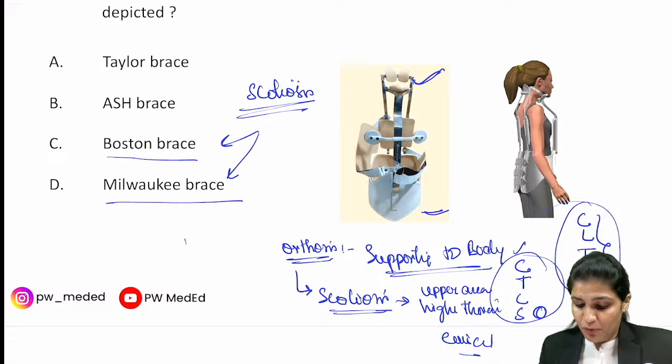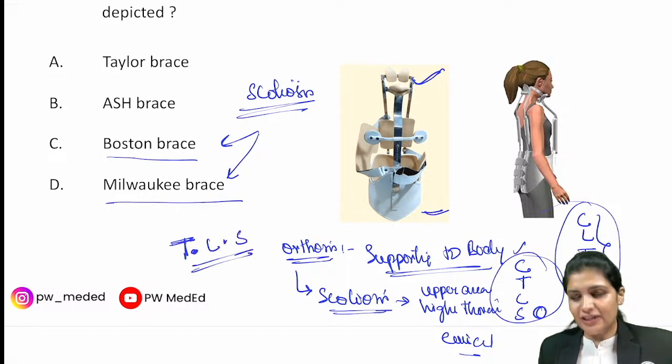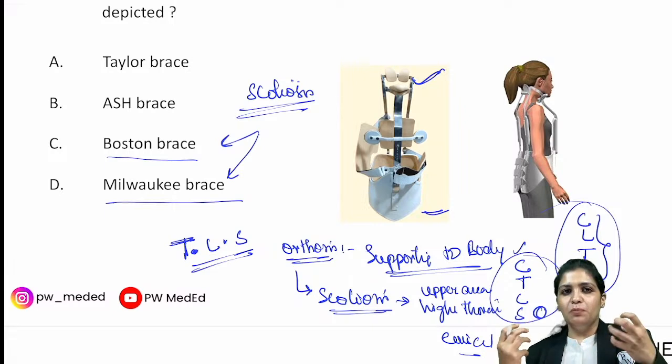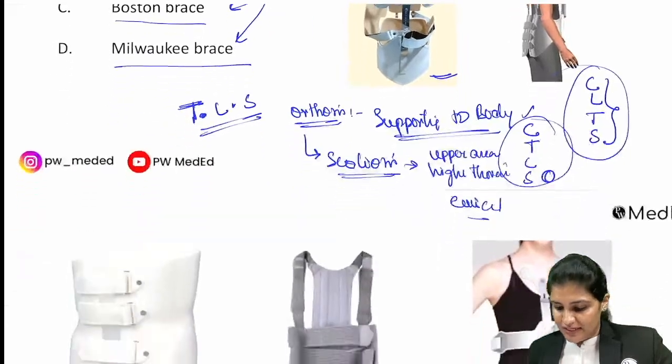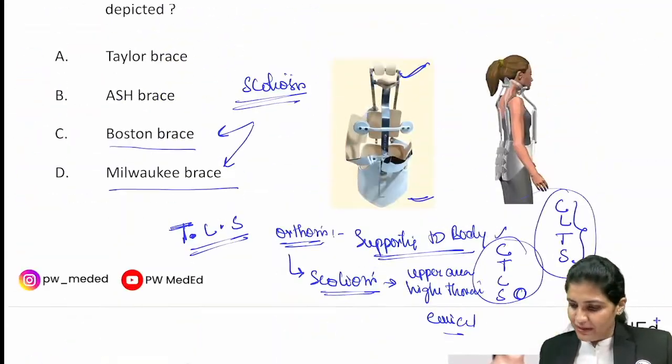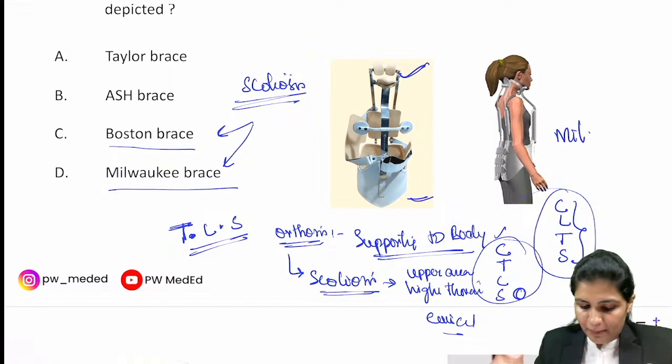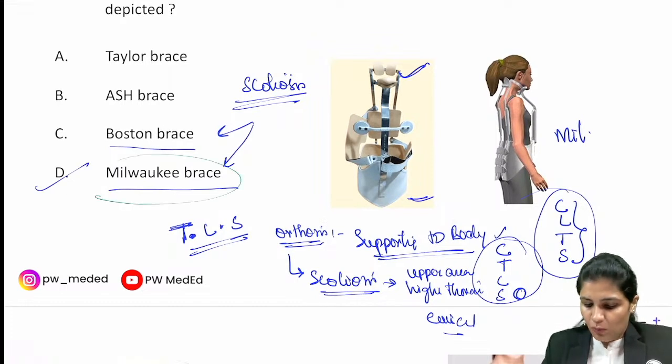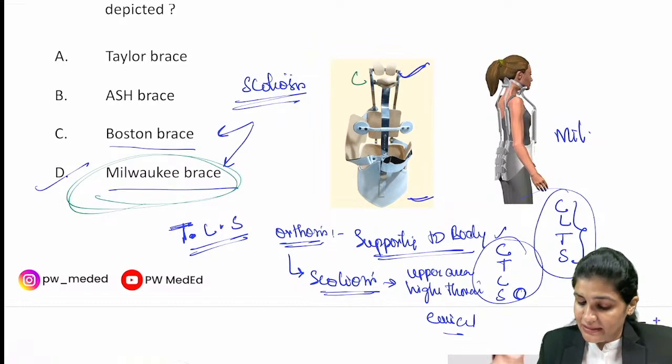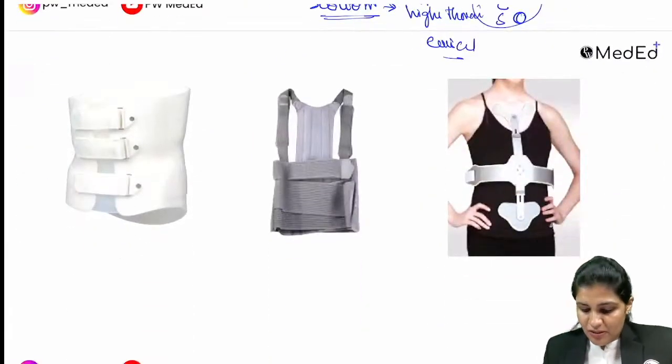Coming to the Boston brace, Boston is mainly from the thorax. So thorax, lumbar, sacral. So there is no cervical part which is supported in the Boston brace, and the Boston brace is prefabricated material, right? So these are some of the braces. So we have already understood: this is your Milwaukee brace. The answer for this is the Milwaukee brace because it is cervical, thoracic, lumbar and sacral, right? And what is this? This is your Boston brace. This is a prefabricated brace which supports the thoracic, lumbar and sacral regions.